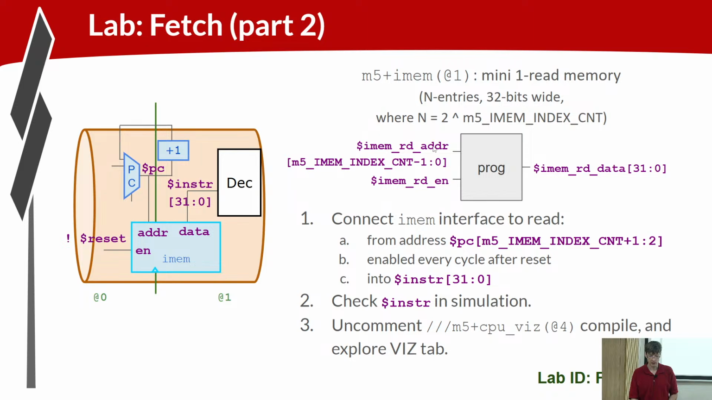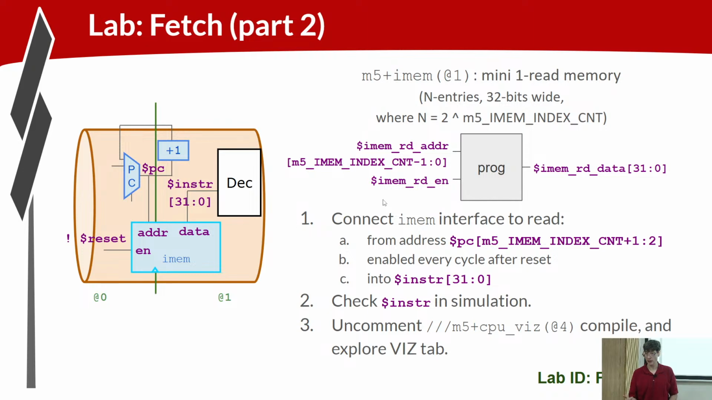We have the address that we're going to read from and the read enable saying yes we want to read or no we don't, and we have the data coming out. All right, so that's our interface. That's what we need to hook up. We have our PC logic that's providing the PC, right? So the address that we want to read is given by the PC.